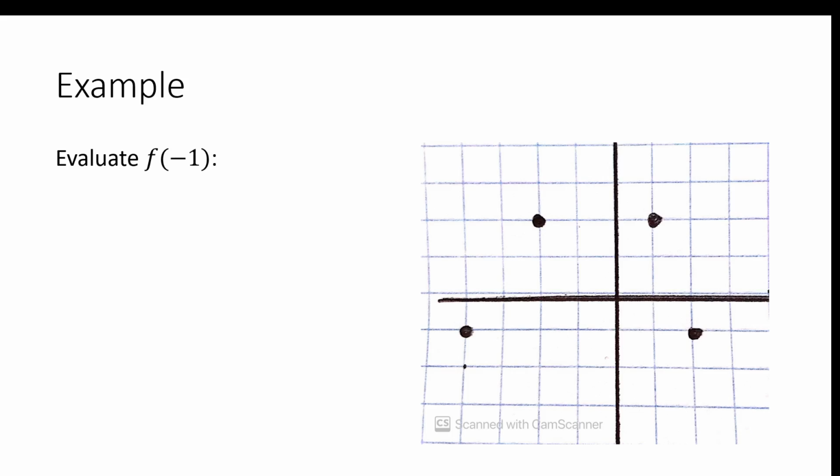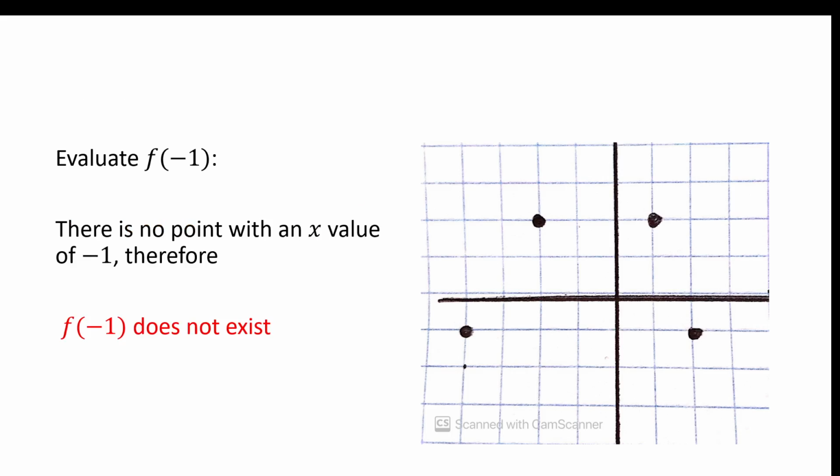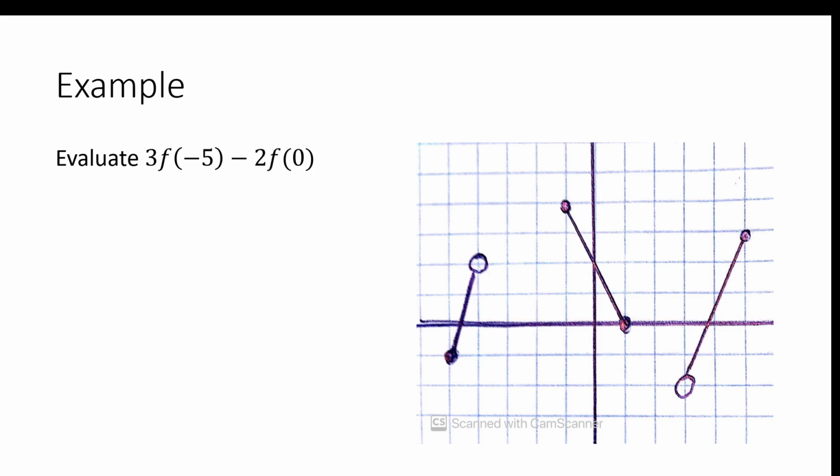Now, this is a trick question. F at negative 1. What we're saying is, where on this function is there an x value of negative 1? The answer is there isn't anywhere an x value of negative 1. So we can simply say f at negative 1 does not exist. So there is no point with an x value of negative 1. Therefore, f at negative 1 does not exist.